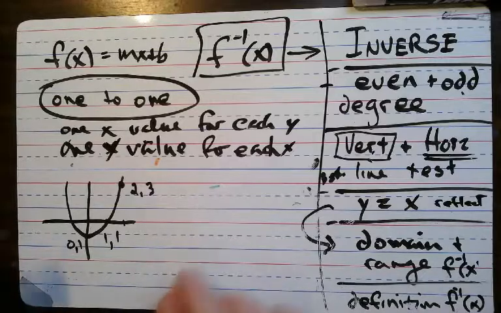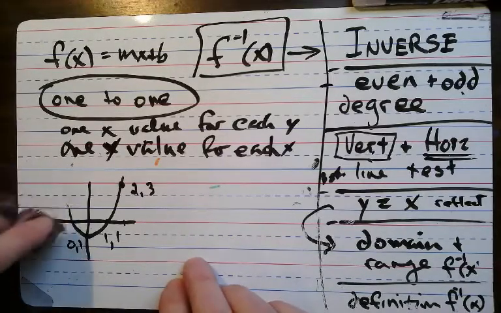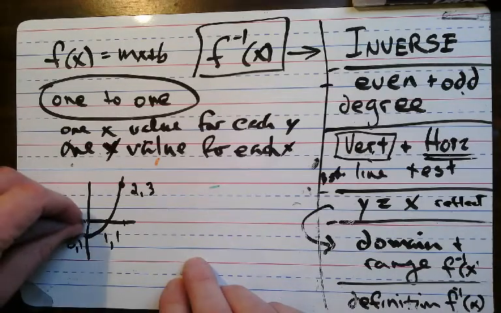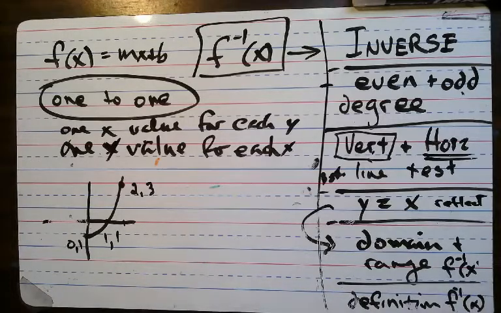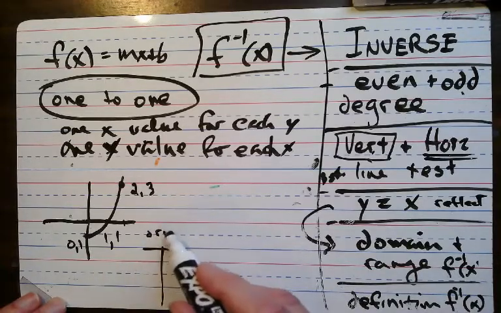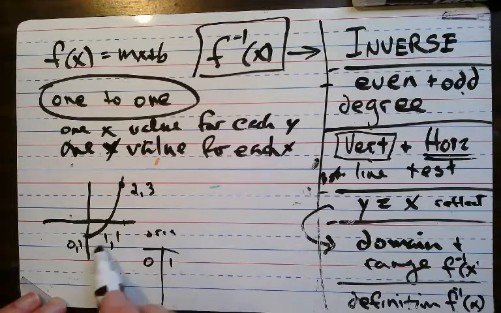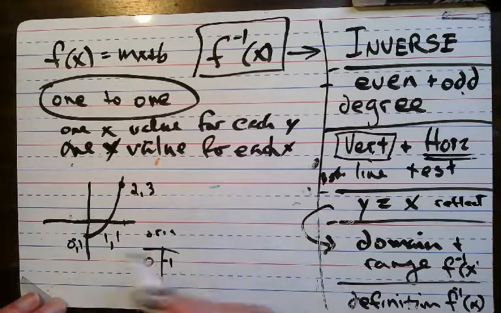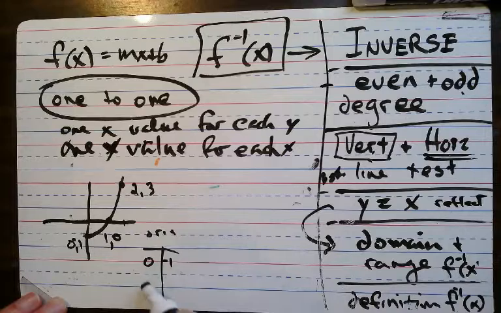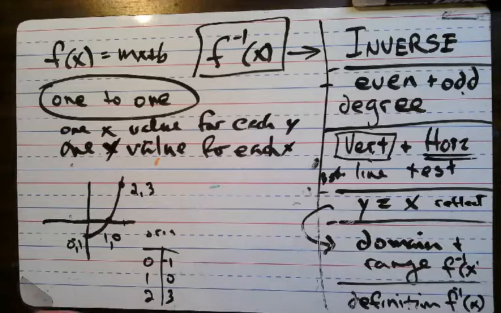But if I restrict the domain, if I cut it in half, if I say I'm only going to look at the right side of this parabola, well, now I can find an inverse. Yes, I can. So this is my original parabola, only half a parabola. This is the original. So the points are 0, 1, 1, 0, and 2, 3. That's my points. So, how do I find the inverse?